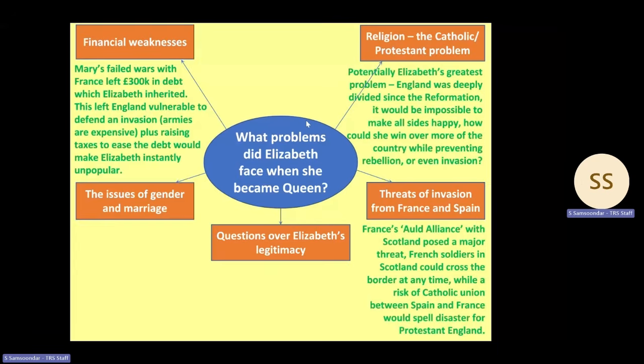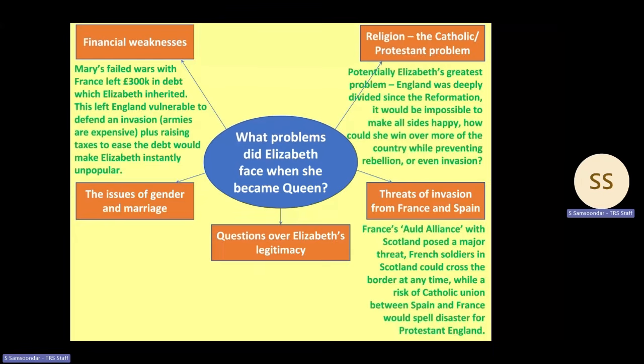Next, you have the threat of invasion. At this time, Spain is not a massive issue because Philip II of Spain is hoping that Elizabeth is going to marry him. So he's not really putting any pressure on England at this time. The threat is really coming from France alongside Scotland, because France and Scotland had an historic alliance called the Old Alliance that is made stronger by the fact that Mary, Queen of Scots, her mother is French.